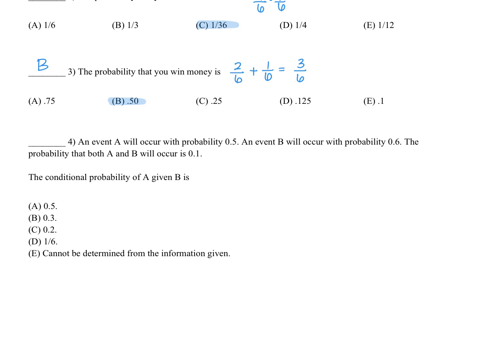Our next problem says that an event A will occur with probability 0.5, and event B will occur with probability 0.6. The probability that both A and B will occur is 0.1. So we want the conditional probability of A given B. This is a formula given to you on your formula sheet, and it says the probability of A given B is the probability of A and B divided by the probability of B. And I give you all of these probabilities. So we know the probability of A and B is 0.1. The probability of B is 0.6. And 0.1 over 0.6 is just 1/6.